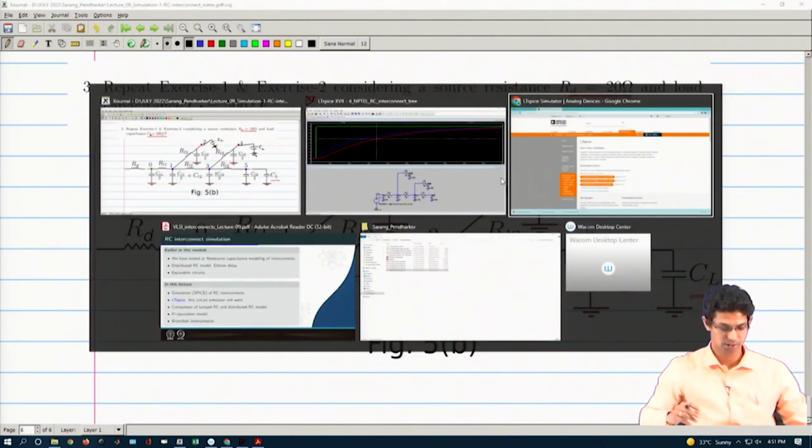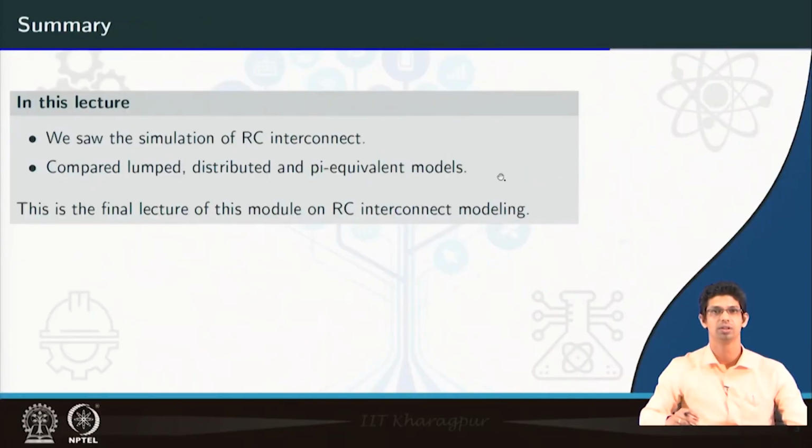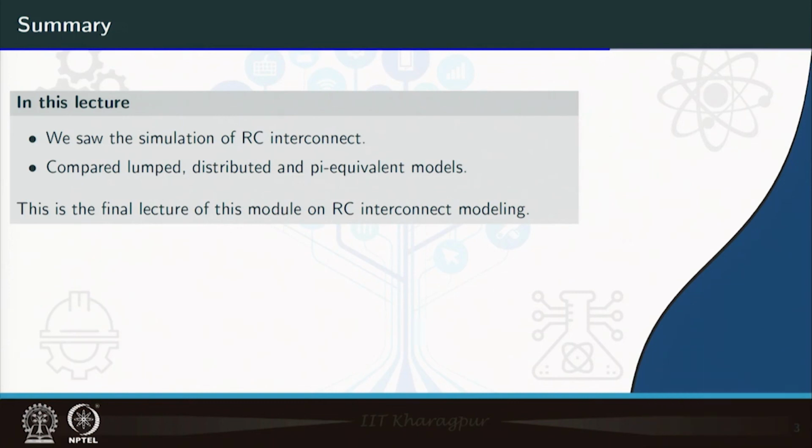So, let us summarize what we have seen. In this lecture we saw the simulation of RC interconnects. We compared lumped model, distributed model and pi equivalent models. This is the final lecture of this module on RC interconnect modeling. We have covered almost all aspects of RC interconnect modeling.